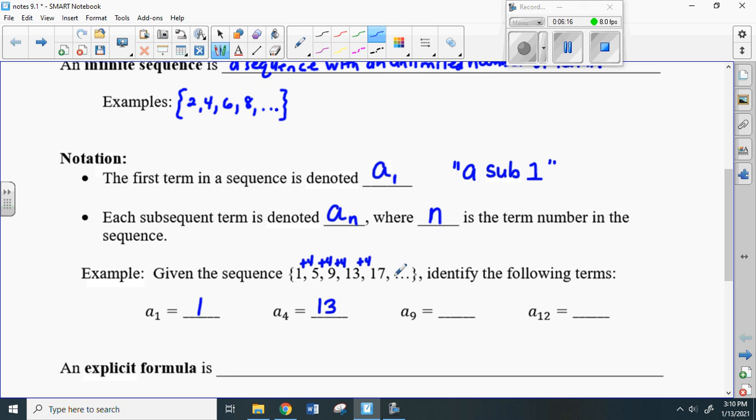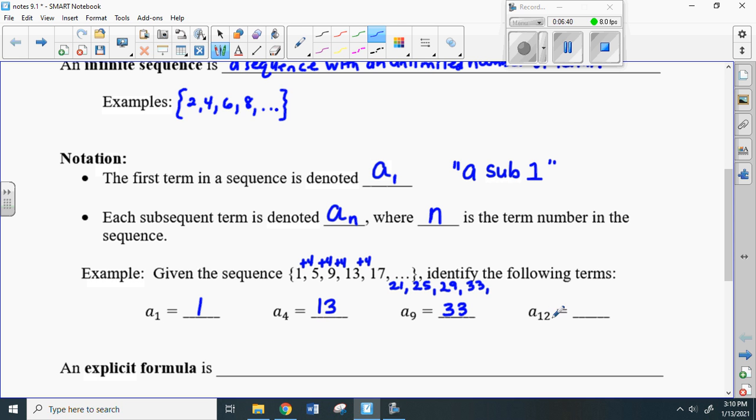So now I just need to find some more terms. I'm just going to write them down here. All right, so if I take 17 plus 4, I get 21. Add 4 again, 25. Add 4 again, 29, 33. All right, let's see. 1, 2, 5, 6, 7, 8. Okay, so there's my 9th.